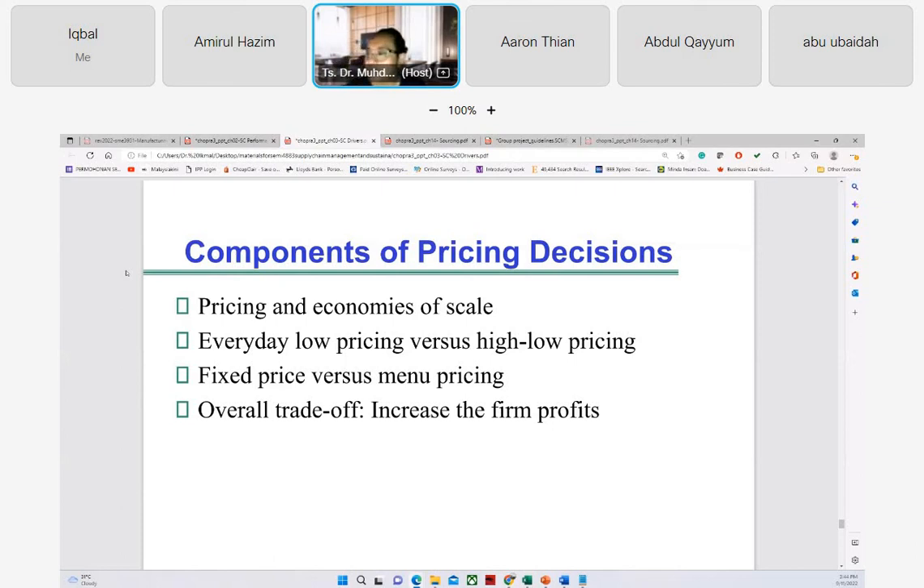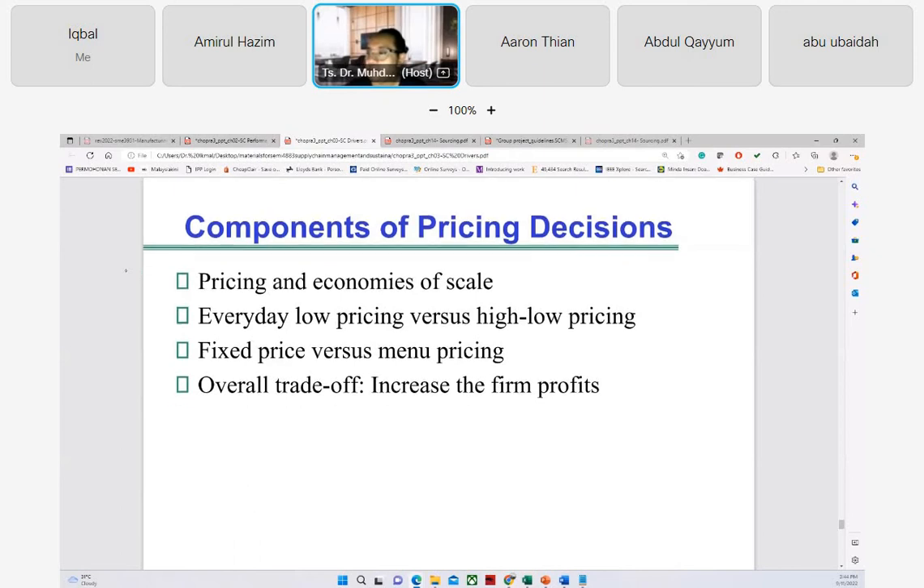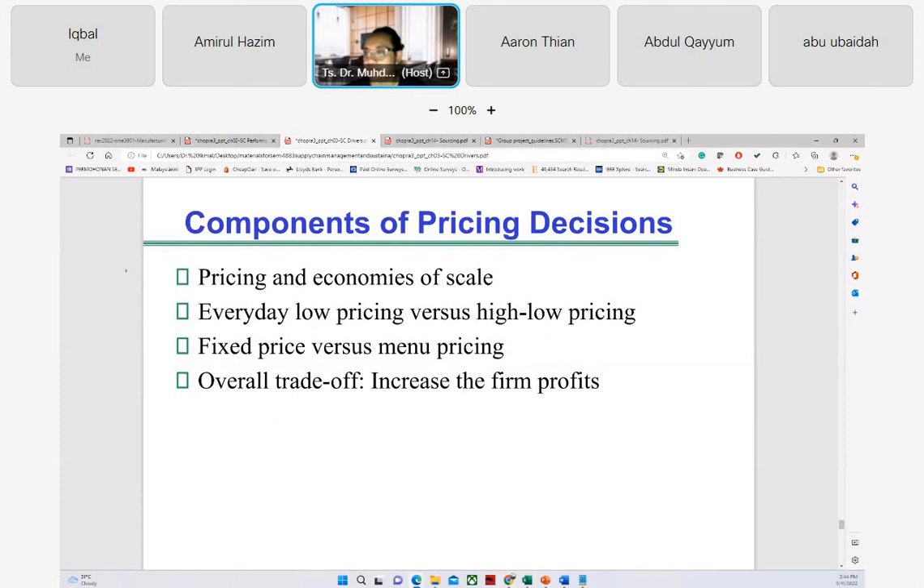Okay. And then fixed price versus menu pricing. All right. And also if you have a very good balance on it, okay, you can increase the firm profits. Okay, when you go to a low price, okay, you are heading to a very high quantity. Okay, all right. Okay, that's why everyone can fly in Asia. Okay, everyone can fly. Okay, so increase in quantity.